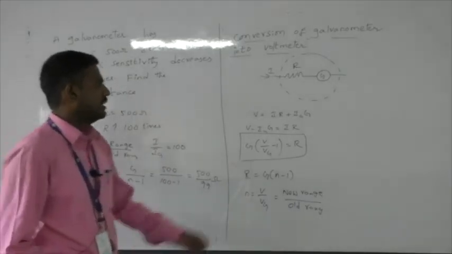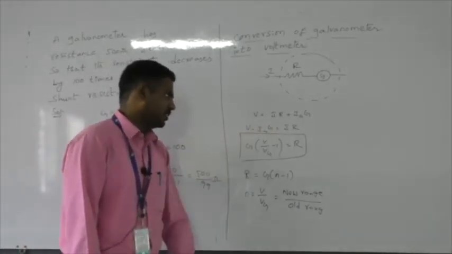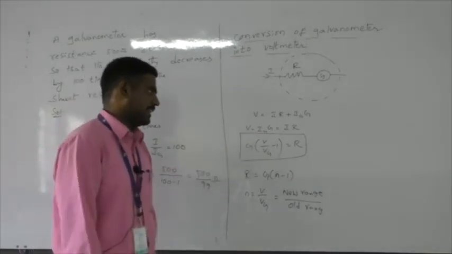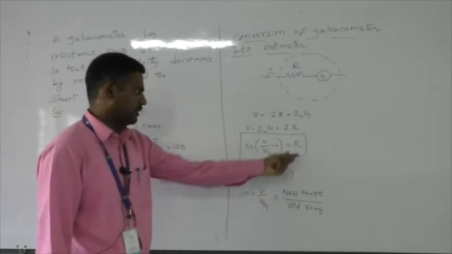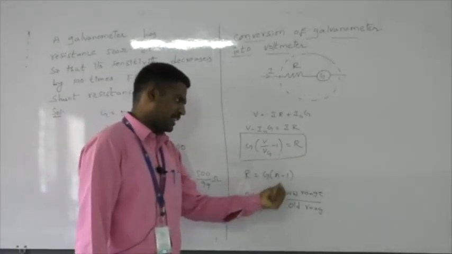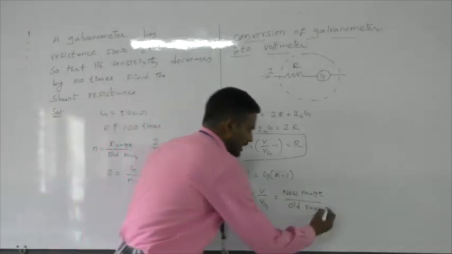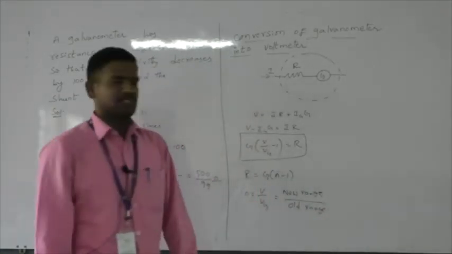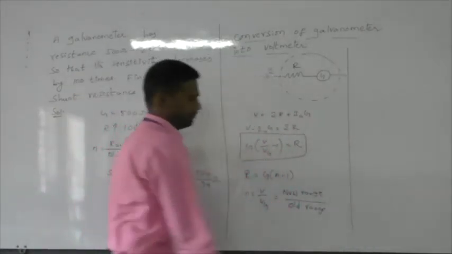So let me repeat again. V equals IR plus IgG, then V minus IgG equals I into R. From here G can be taken common, so that V by Vg minus 1 is going to be equal to R. And so R is nothing but G into (N minus 1), where N is nothing but the new range divided by the old range. This is the formula. So let us do one problem to understand this concept.